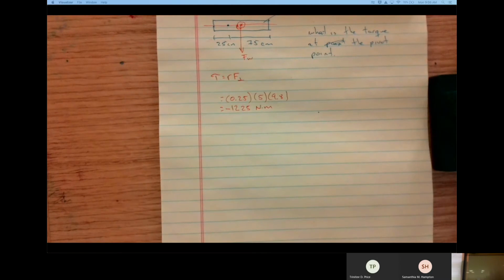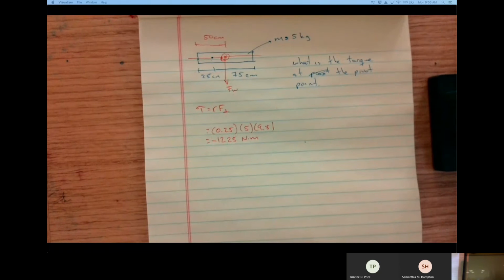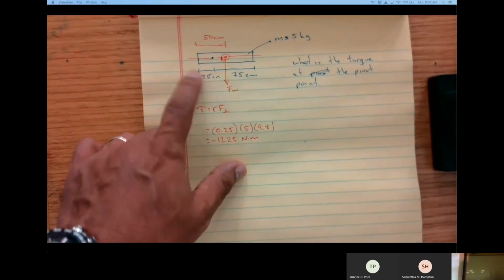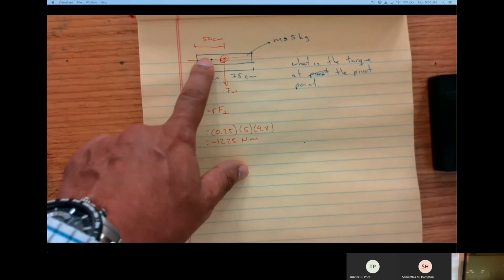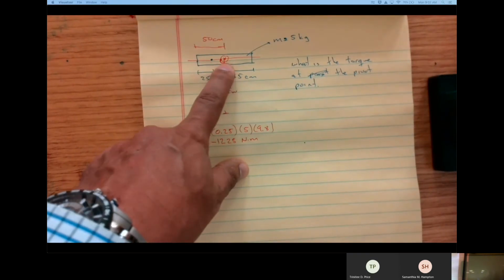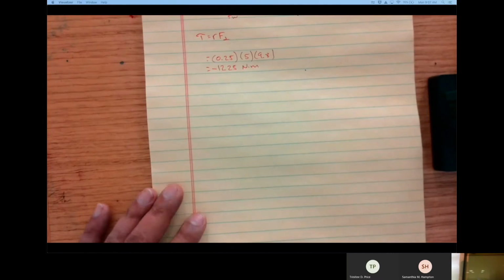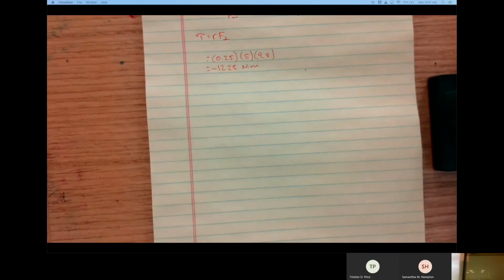Yes. You got the 25 centimeters from the distance between the pivot point and the center of gravity, right? Correct. Yeah. No, don't confuse it with this 25. It's just between here and here. It's going to be 25 centimeters. Okay. Make sense? Okay.